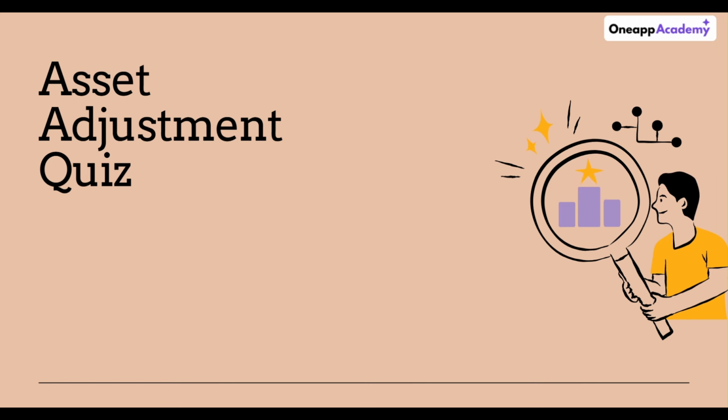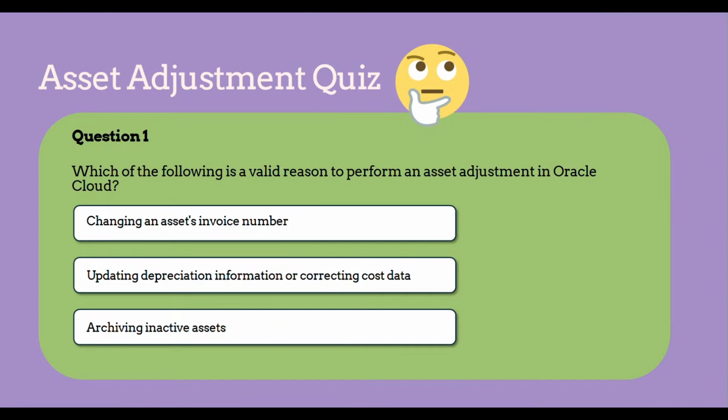So now that we've taken a look at the common types of asset adjustments that can be performed in Oracle Cloud, let's have a look at a quiz to see just how much you understood about the items that were discussed earlier. So there are 3 questions, and let's take a look at the first question. Which of the following is a valid reason to perform an asset adjustment in Oracle Cloud? Is it used for changing an asset's invoice number, updating depreciation information or correcting cost data, or archiving inactive assets?